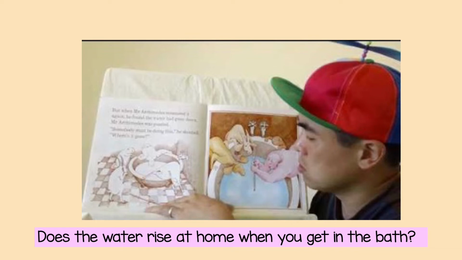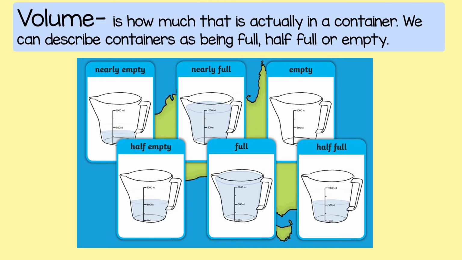So we're going to come back to that, and I'm just going to remind you what volume is. So volume is how much is actually in a container. We can describe containers as being full, half full, or empty. So you can see here that this container is full because the water is all the way to the top. This container here is half empty because I can see I've got my measurement here of 1 liter, 1,000 mils, and the water's only going up to halfway. So it is half empty. But if you look here, that is exactly the same.